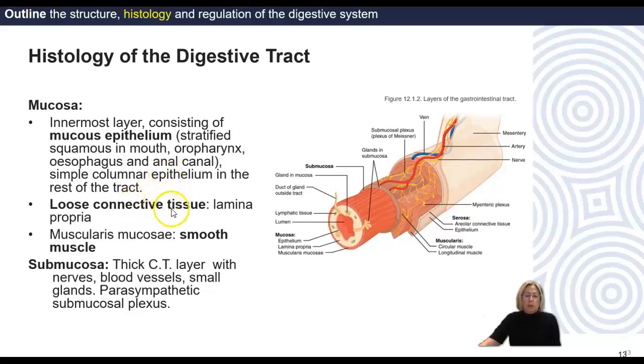The mucosa layer also contains a loose connective tissue which forms the lamina propria, and also the muscularis mucosa, which is smooth muscle. Okay, so that's what you're looking at here, the mucosa layer with the lamina propria and the muscularis mucosa. Then we have the submucosa, which is this one here. It's a thick connective tissue layer, and it has all of the nerves, the blood vessels and small glands. And it also has the parasympathetic submucosal network or plexus of fibers.